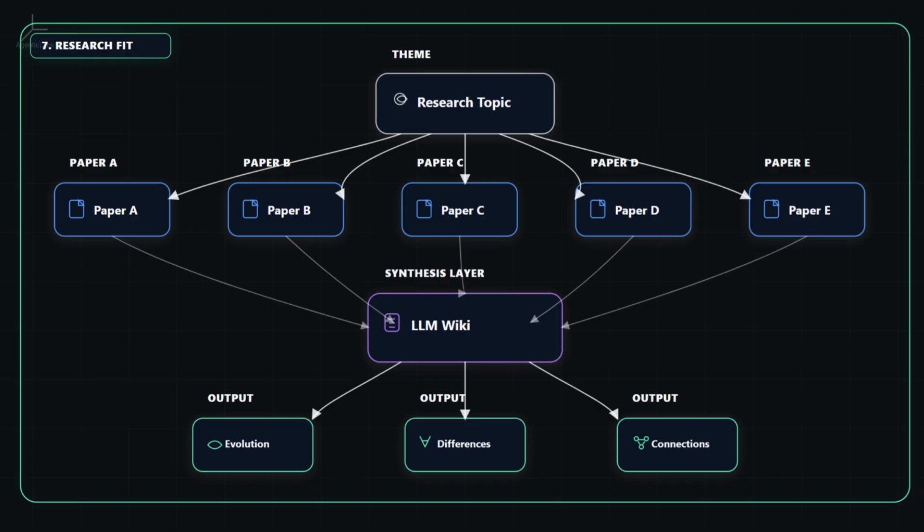With LLM Wiki, that synthesis becomes persistent. Now you can have a page on transformer evolution, a page on context compression, a page comparing retrieval versus compression, and a page on scaling laws. Pages linking specific papers to broader themes. That is where the pattern becomes valuable.